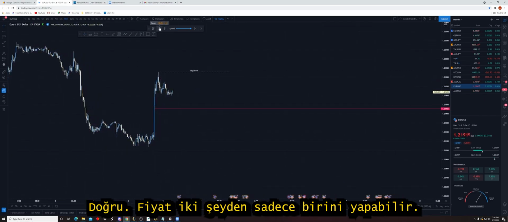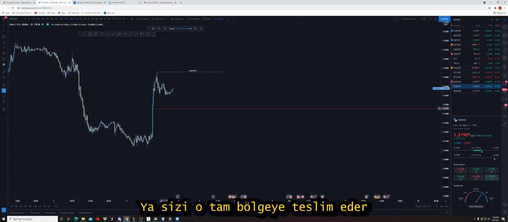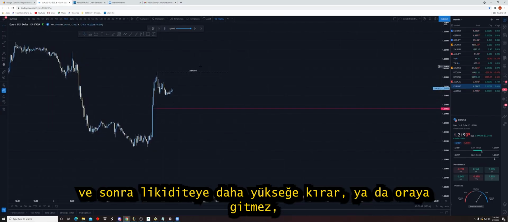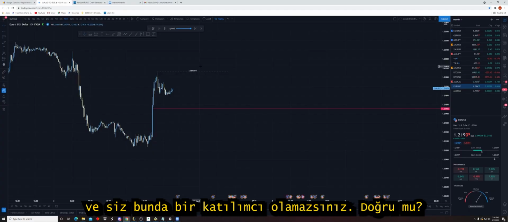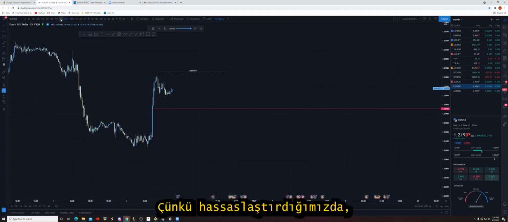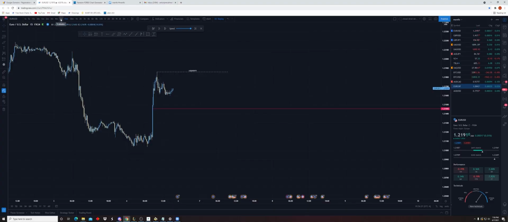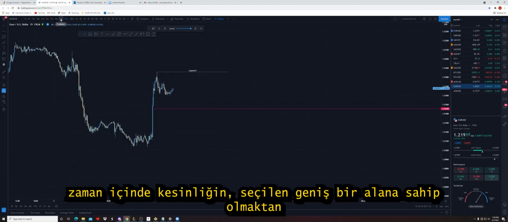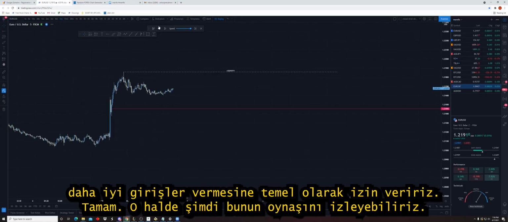Now we can ask ourselves, where does price go, right? Price can only do one of two things. It can either deliver you to that exact zone and then break to liquidity higher, or it's not going to get there and you're not going to be able to be a participant in this, right? Because when we refine, we basically allow the precision over time to give us better entries than having a large area selected, okay? So we can now watch this play out.